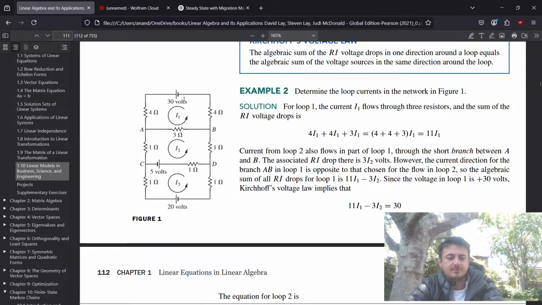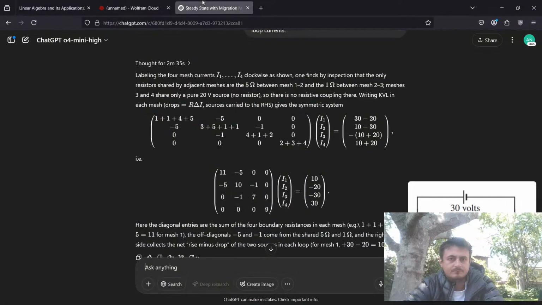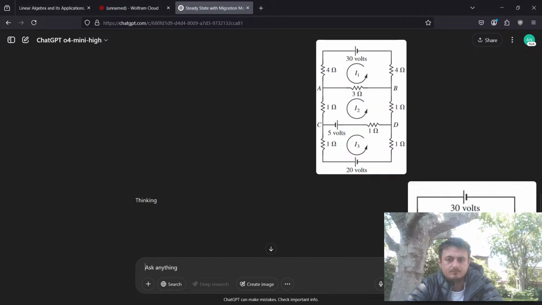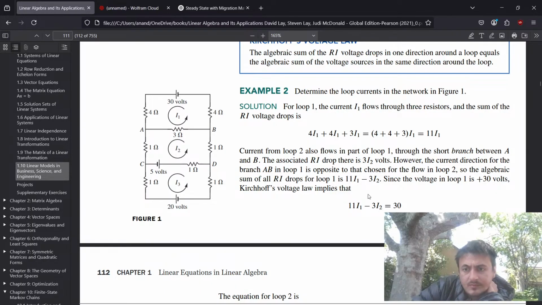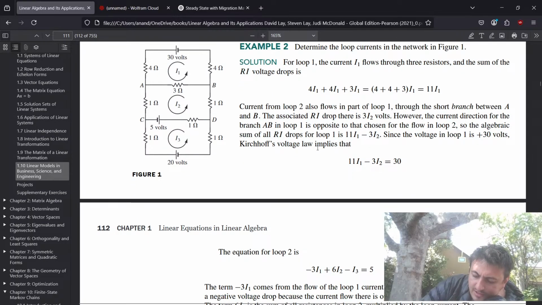Now I want to see if it gets this one right. Okay, so since the voltage in loop 1 is 30 volts, right, because this is the loop and there's only one voltage source in that loop, we get 30 is equal to 11I1 plus minus 3I2.